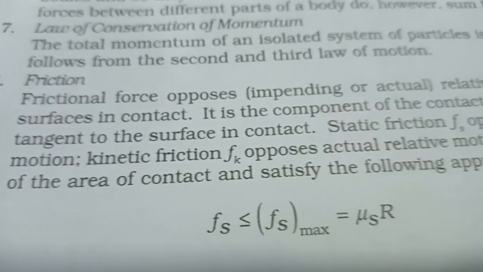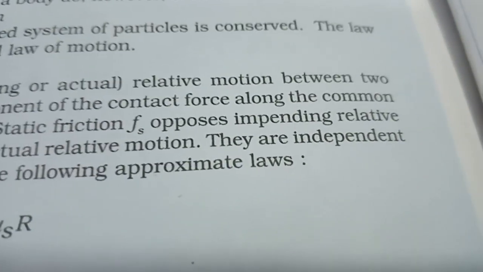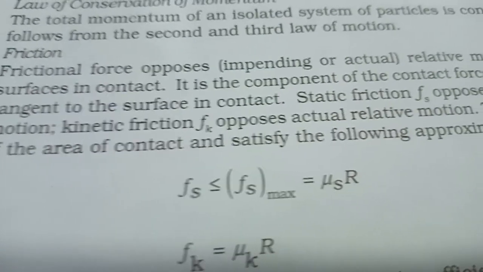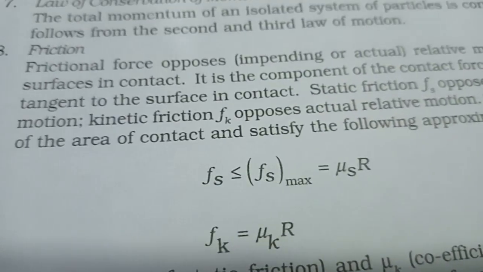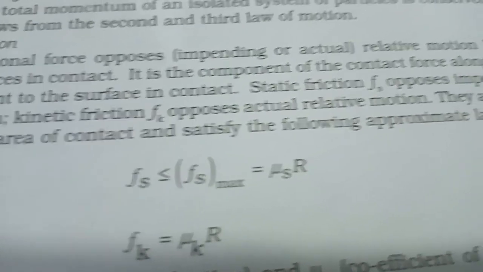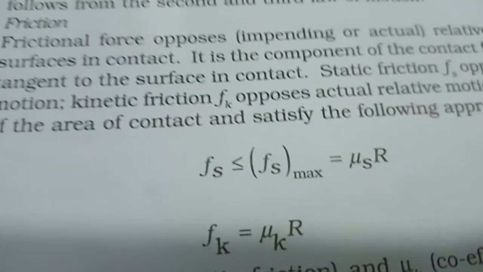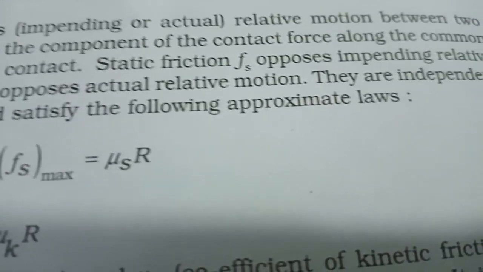Friction. Frictional force opposes impending or actual relative motion between two surfaces in contact. It is a component of the contact force along the common tangent to the surfaces in contact. Static friction fs opposes impending relative motion. Kinetic friction fk opposes actual relative motion.